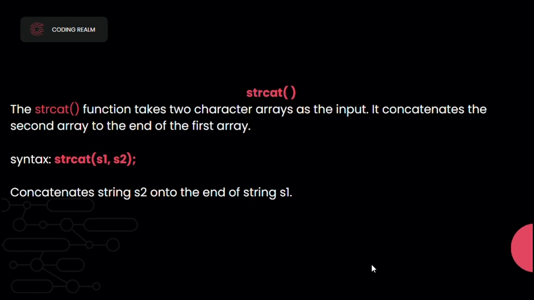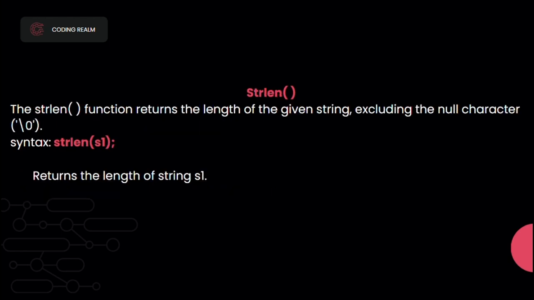Now, the second function is strcat. It's a function that takes two character arrays as input. It concatenates the second array to the end of the first array. The syntax is strcat(s1, s2). And strlen. The strlen function returns the length of the given string excluding the null character. The syntax is strlen(s1). It returns the length of string 1.